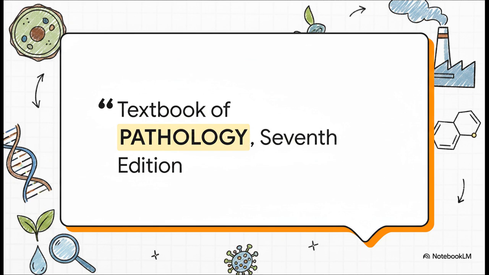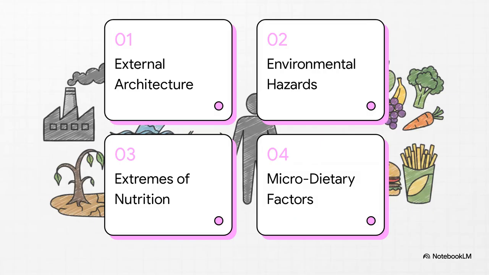And what's so fascinating about this textbook is that it doesn't just list diseases, it structurally categorizes how the medical field understands the root causes of human suffering. It gives us a blueprint. So here is our literal map for today's explainer. First, the architecture of external pathology. Second, environmental hazards and injuries. Third, the extremes of nutrition. And finally, microdietary factors and cancer.